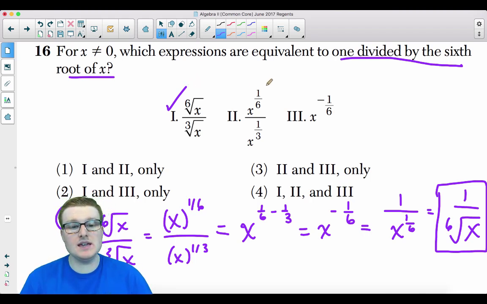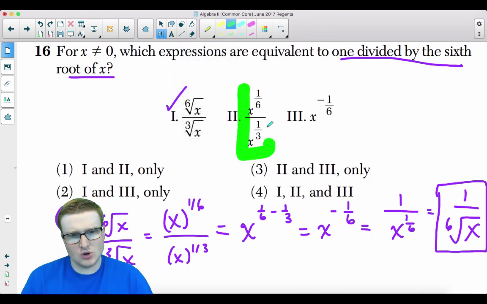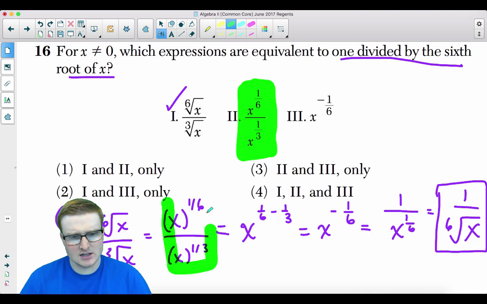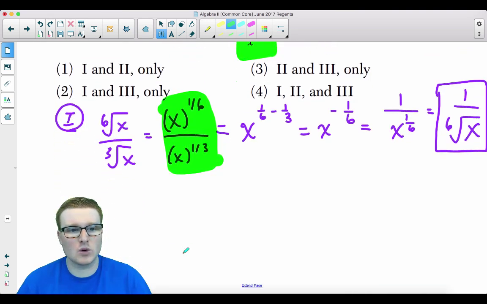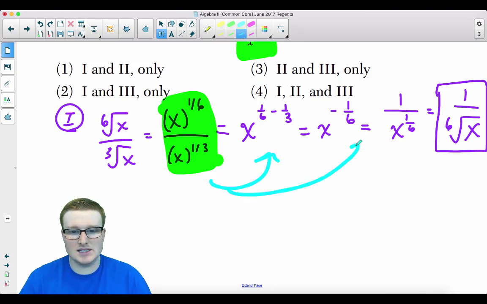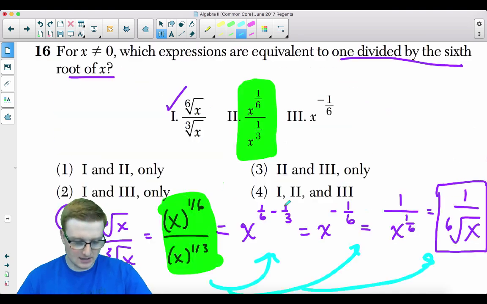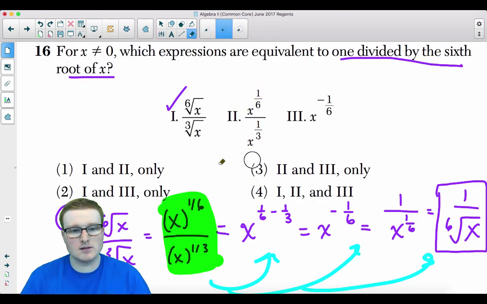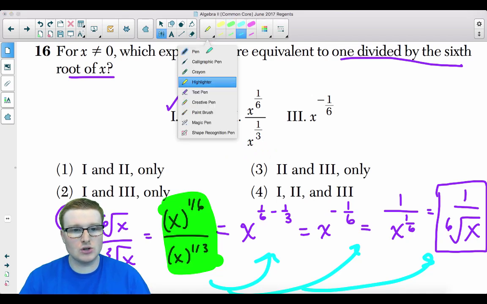Now here's how you can be clever with your answers. Look at this, folks: x to the 1/6 divided by x to the 1/3. Wait a minute, Trevor, I saw that before. Isn't that this right here? Isn't that the same thing? So you don't even need to do work for it. You already know it's going to progress to these steps. So immediately, this is correct. We're good.